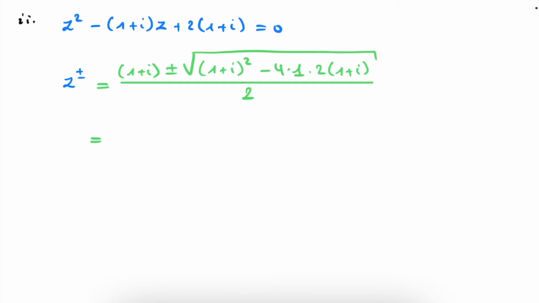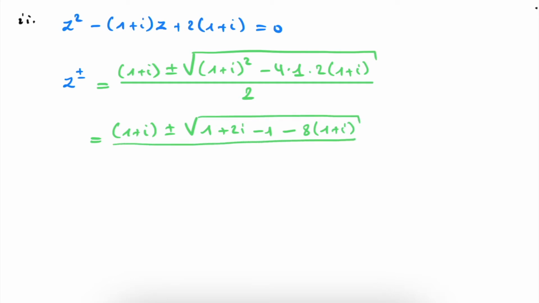So let's see what we get if we calculate this. We get 1 plus i plus minus the square root of (1 plus i) squared. Now (1 plus i) squared, we just calculate. So we have 1 plus 2i plus i squared. And we know that i squared is equal to minus 1, so let's already write that here, minus 1, which again is i squared. Then we subtract from this 4 times 1 times 2, which is 8, multiplied by (1 plus i). Take the square root and divide this by 2.